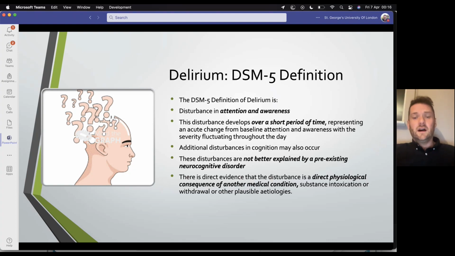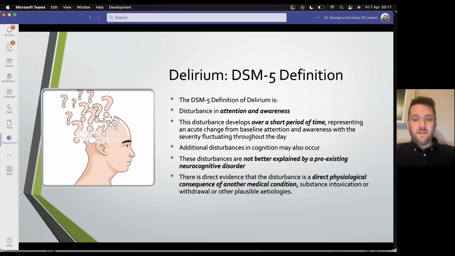So delirium is a disturbance in awareness and attention. This disturbance develops over a very short period of time. So we want an acute change in baseline attention and awareness, often fluctuating within the same day. There can be additional disturbances in cognition. These disturbances are not better explained by a pre-existing neurocognitive disorder. So we need to be able to say to ourselves, this is more likely delirium. This is not being caused by dementia. Someone with dementia can also get delirium, but it needs to be not better explained by a pre-existing neurocognitive disorder.